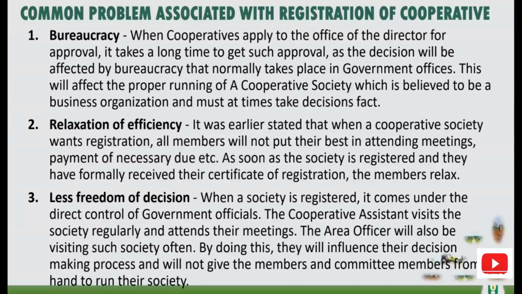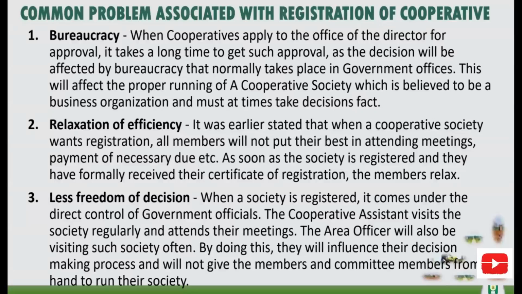Number three, less freedom of decision. When a society is registered, it comes under the direct control of government officials. The cooperative assistant visits the society regularly and attends their meetings. The area officer will also be visiting such societies often. By doing this, they will influence their decision-making processes, and they will not give the members and committee members a free hand to run their society.